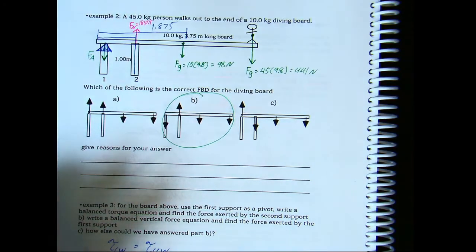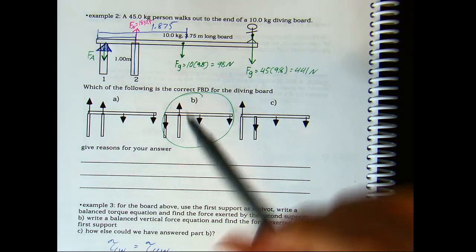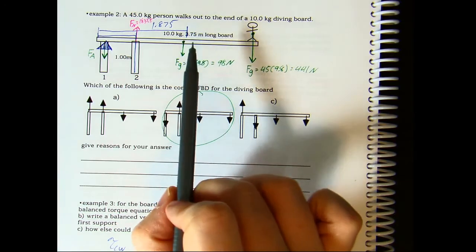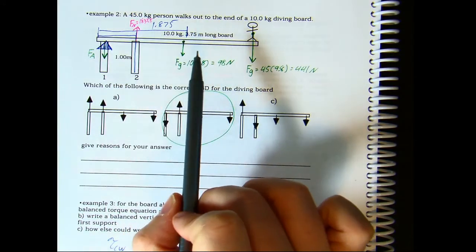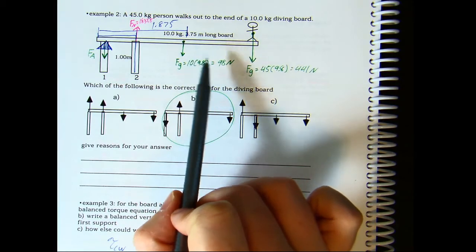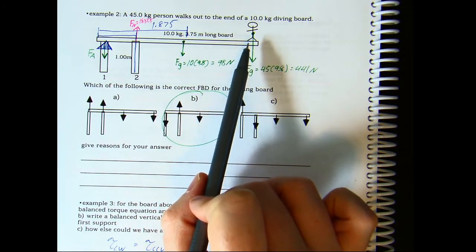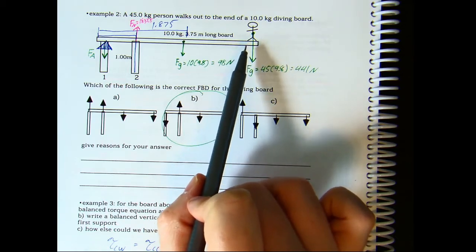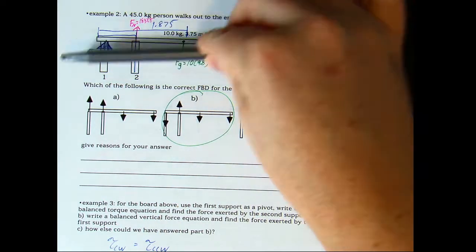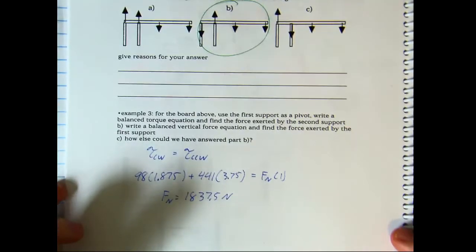1837.5. So the second last piece, part B, is write a balanced force equation and find the force exerted by the first support. Generally speaking, diving boards are static. They're stationary. They're not supposed to jump out into the water by themselves. When you're standing on the end, you want these things to be stationary. So we're going to use the idea that my upward forces are going to balance my downward forces, because again, this thing is in static equilibrium.